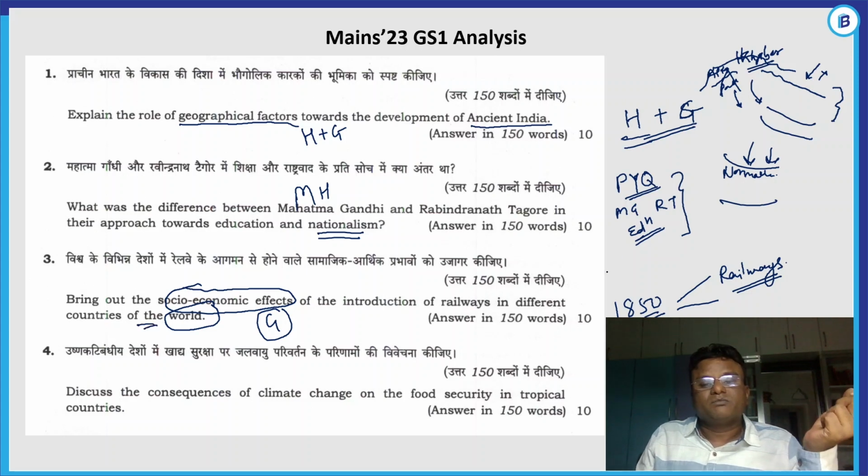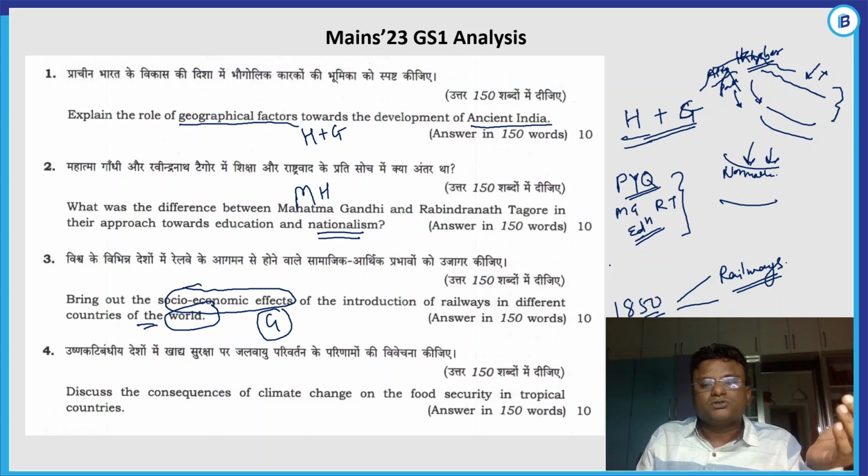If you are aware of some examples, you can call that out. But it is very unlikely that you know the exact example of the development of railways in all the countries, but you are well aware of the development of railways in India. So build your answer based on that, right?